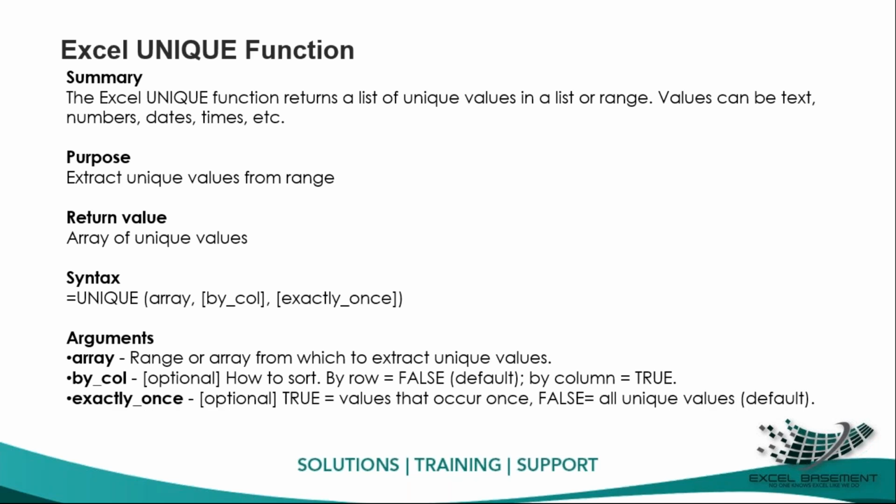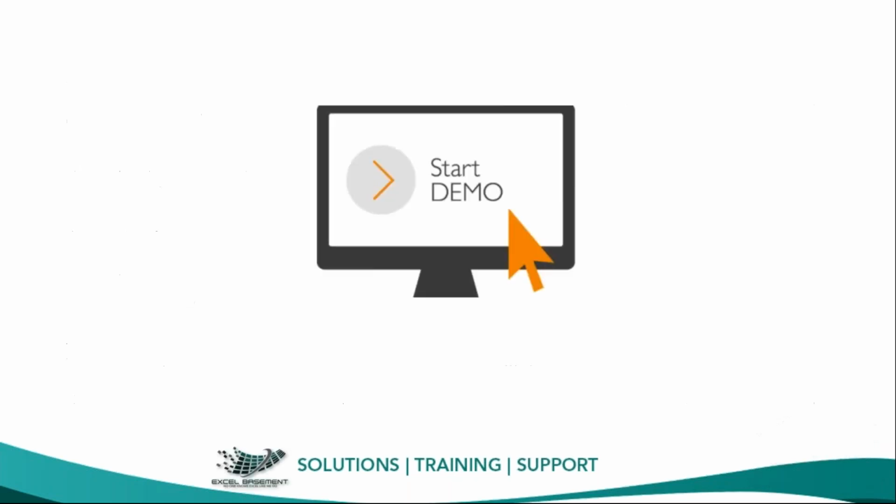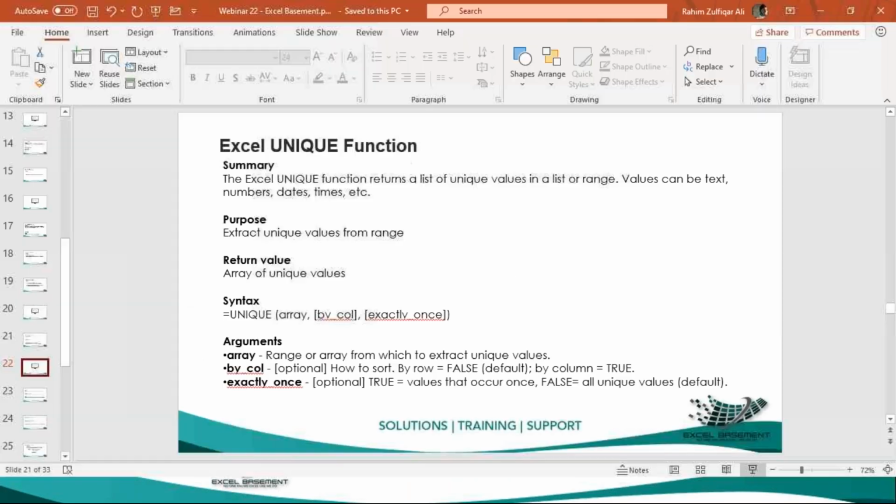Exactly_once means that TRUE returns values that occur only once. All the values which occur once, which are distinct, we need to write TRUE in that case. If we need distinct values to be extracted, we can write TRUE. For all unique values, including those repeating again and again, we can write FALSE in that kind of scenario. So we need to understand the concept of unique and distinct, and very carefully apply TRUE or FALSE in those cases. So let's start the demonstration.